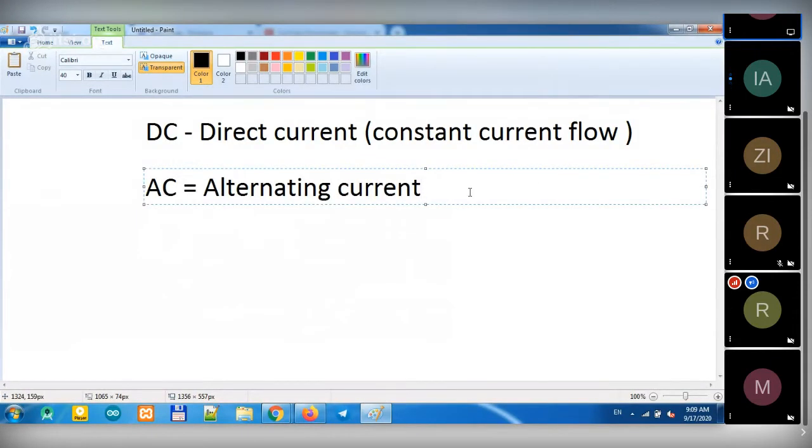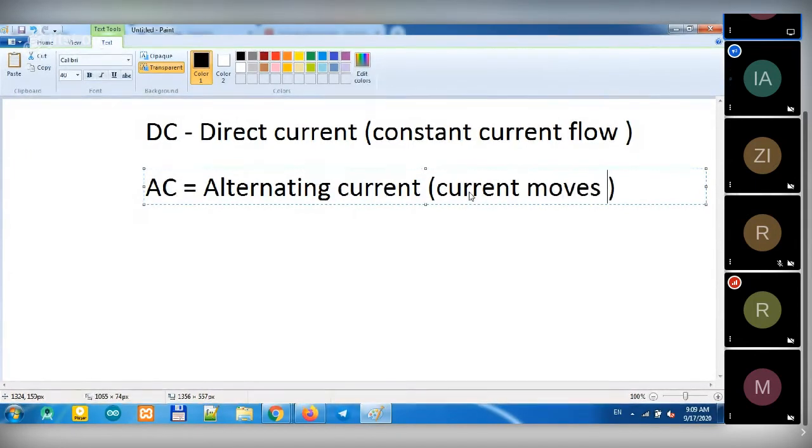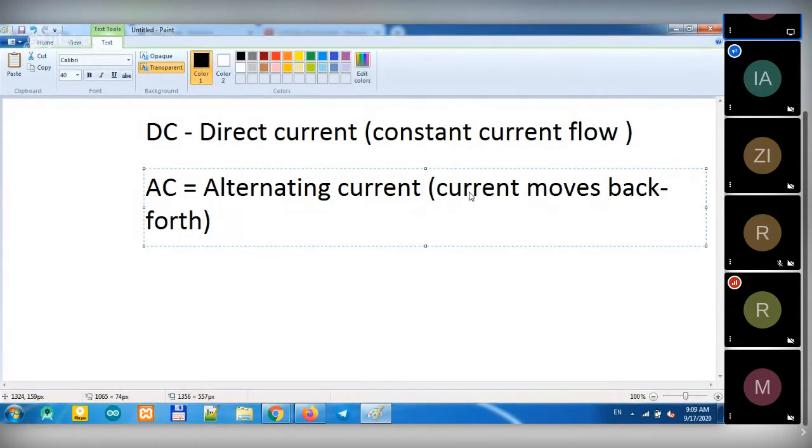This is the current that is coming to your house. Current moves back and forth. All right.